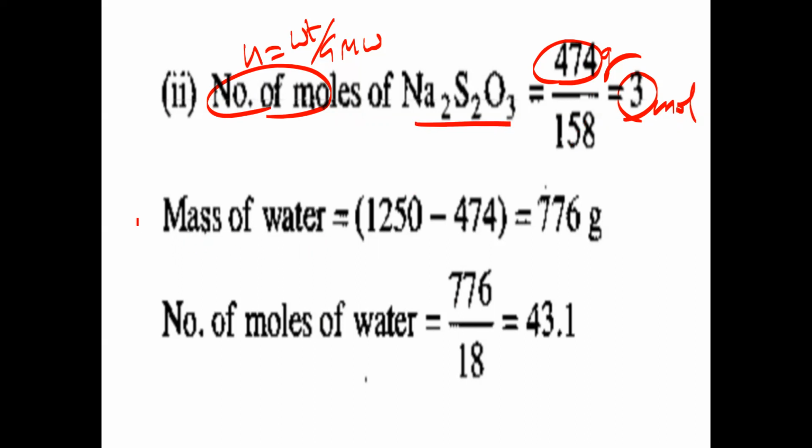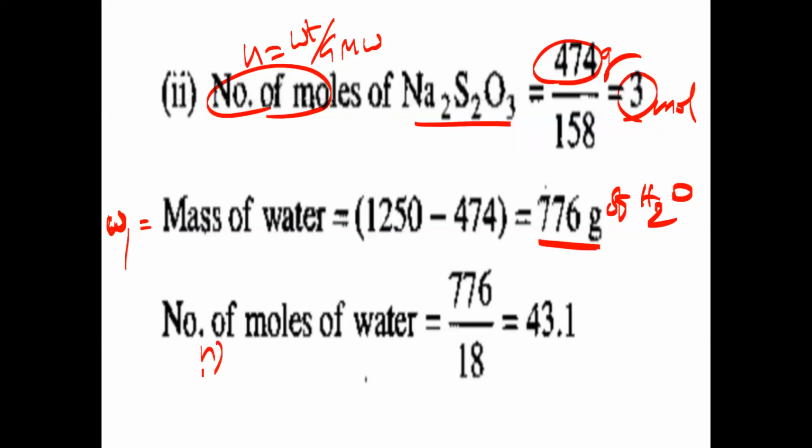And the mass of water. Mass of water means what, W1 or W2? The weight of solvent is W1. That is equal to mass of solution minus mass of solute. That equals 776 grams of H2O present here. What is the weight of solvent? 776 grams of water is there.